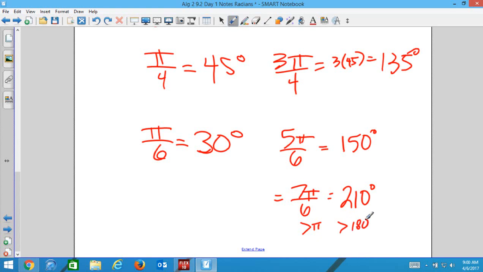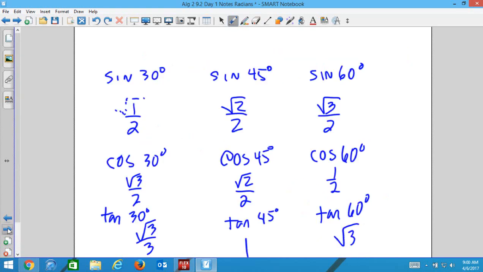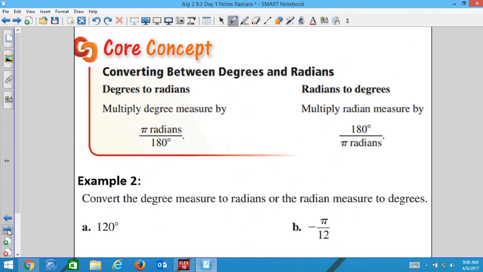Now, what happens when you have one that isn't special, where you just can't convert easily? There is a formula. This formula I will not give you, but it is easy to do because it involves 180 and it involves pi. We know 180 is pi because the top half is pi. That's 180 degrees.